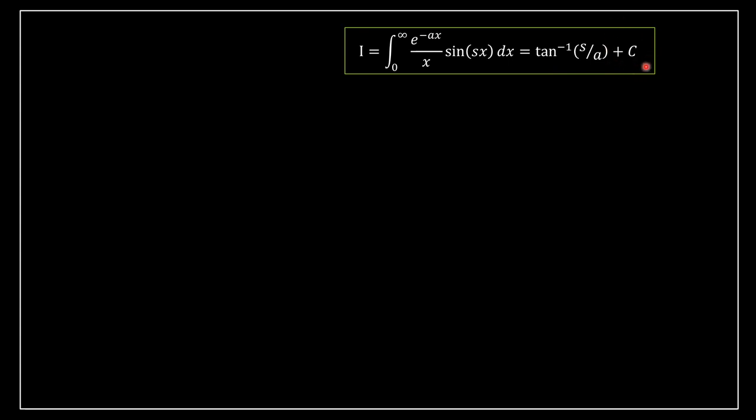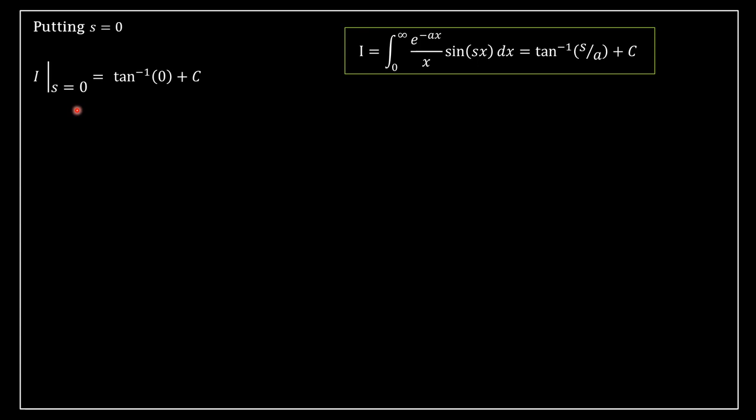Now in order to find the value of c, I am going to substitute particular values for s. Say suppose s is equal to 0. Then the above equation reduces to the form integral at s is equal to 0 is equal to tan inverse of 0 plus the constant c.